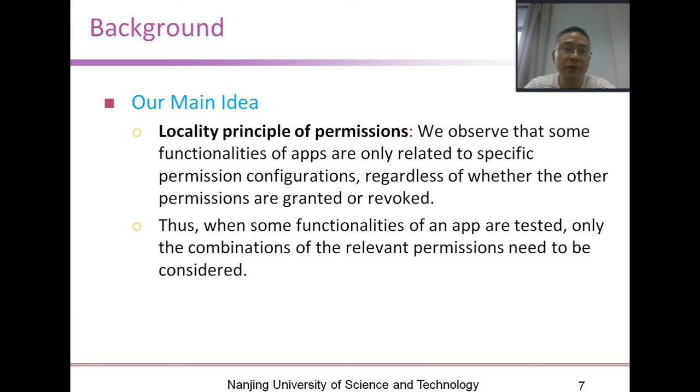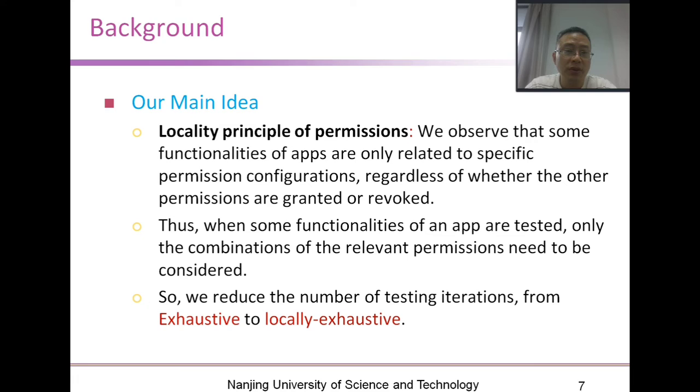So to this end, we present our approach, PermDroid. Our main idea lies in that we observe that some functionalities of apps are only related to specific permission configurations, regardless of whether the other permissions are granted or revoked. Therefore, when some functionalities of an app are tested, only the combination of the relevant permissions need to be considered. Thus, we can reduce the number of testing iterations from exhaustive to locally exhaustive.